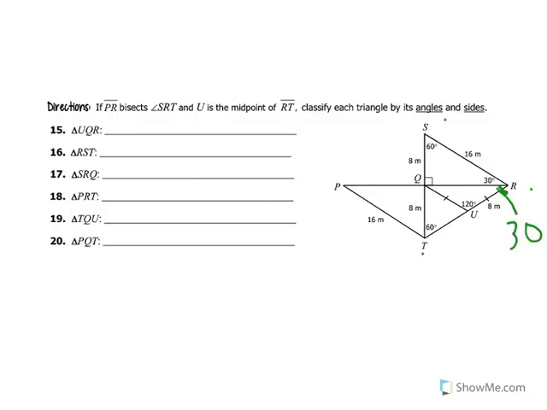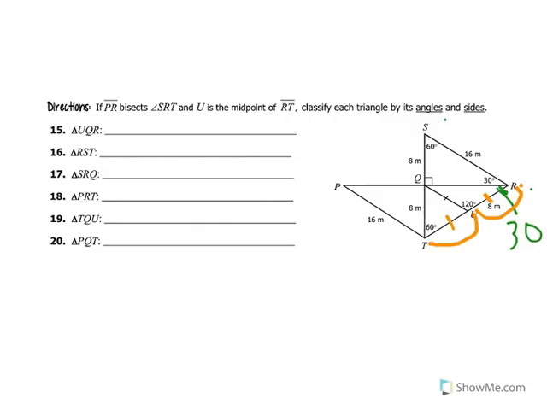And then it says U is the midpoint of RT. So R and T, and U is the midpoint. So that means that this is congruent to this. So since we already have a single tick mark right here, we're going to put a single tick mark on the other side too, to show that those are congruent. Now we want to classify each triangle that is given by its angles and sides.